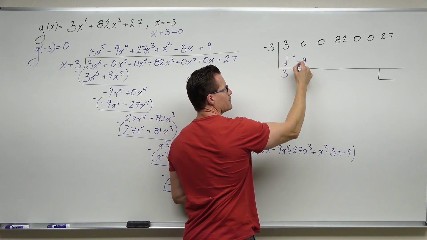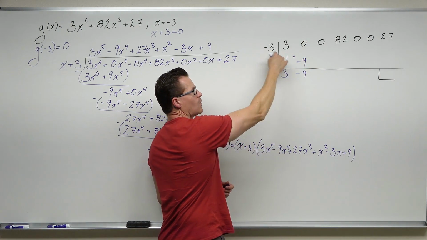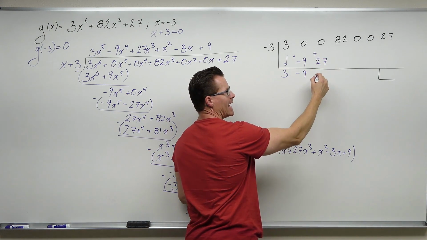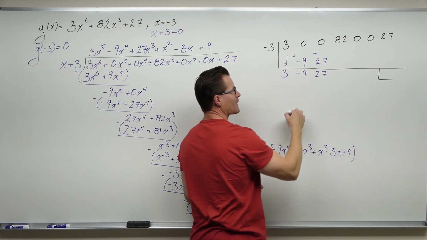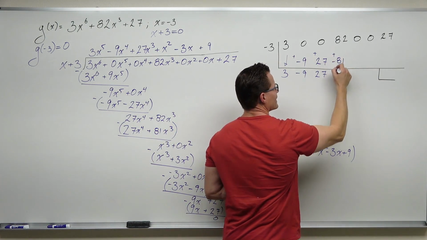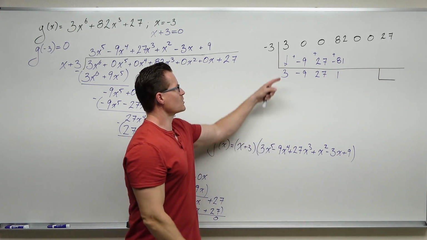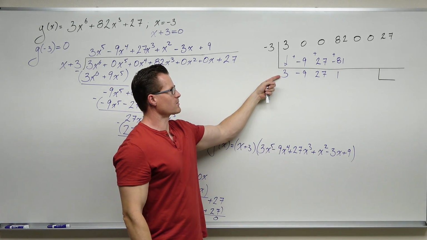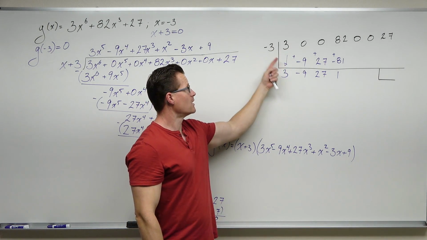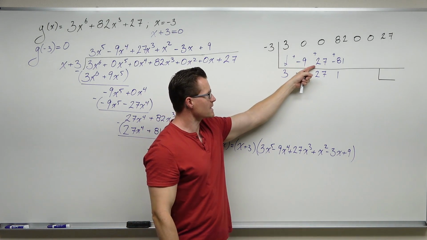Now we're going to multiply and add. Multiply and add. Multiply and add. So bring down the 3. This is -3 times 3. That's -9. Add 0 plus -9 is -9. Multiply -3 times -9 is 27.